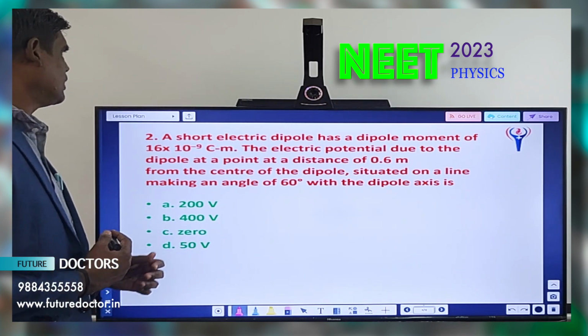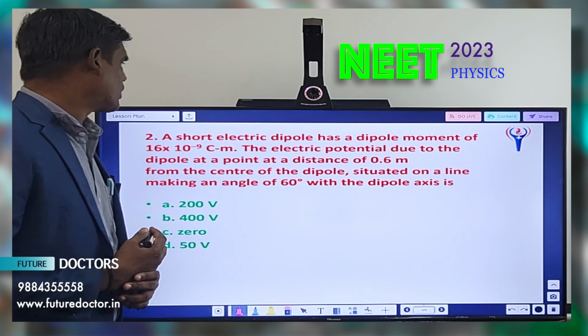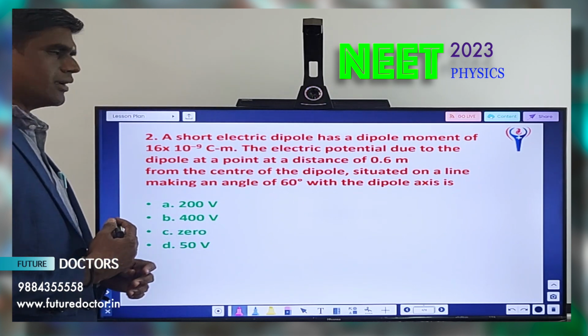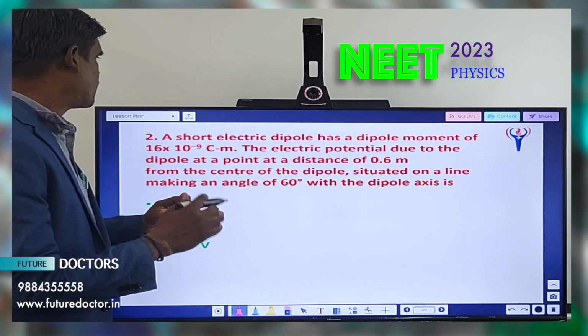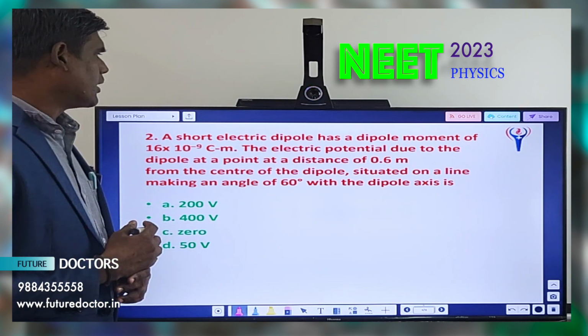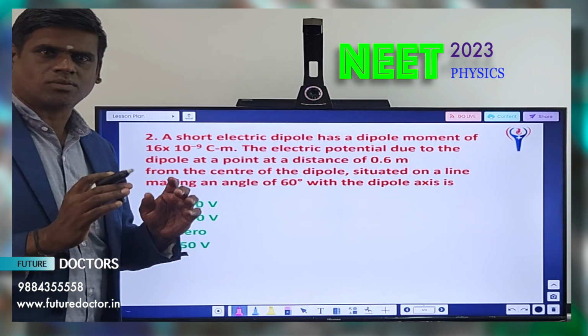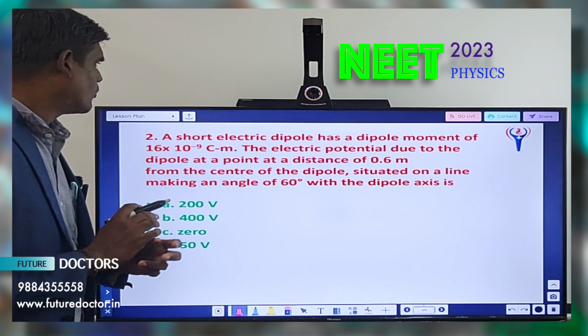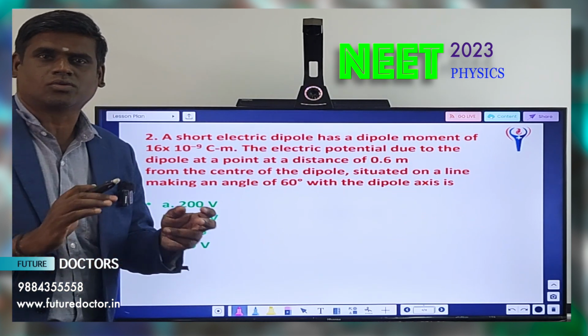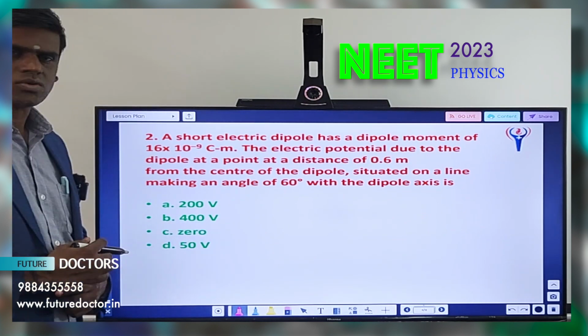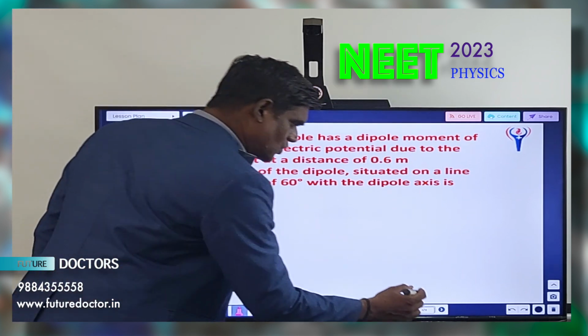Here what you want to find? You want to find the electric potential due to the dipole. And from the given data, the dipole moment is given, angle theta is given, distance is given. So by knowing the formula of electric potential due to a dipole, you are able to find the solution of this question. Let's move to question number 3.